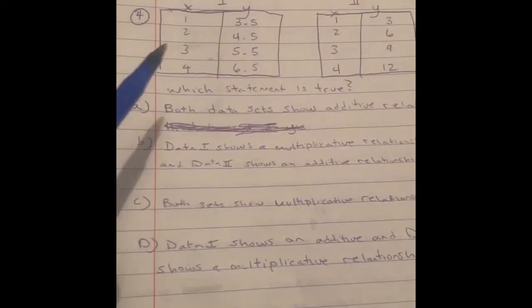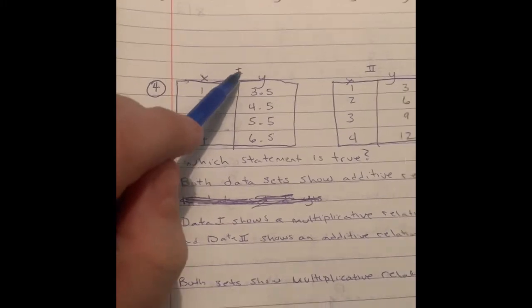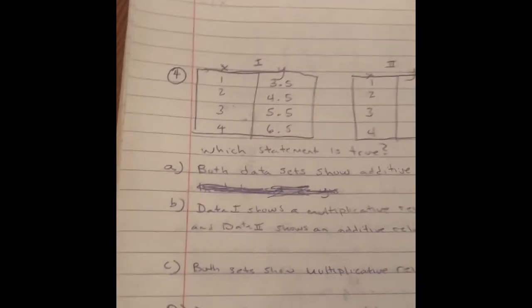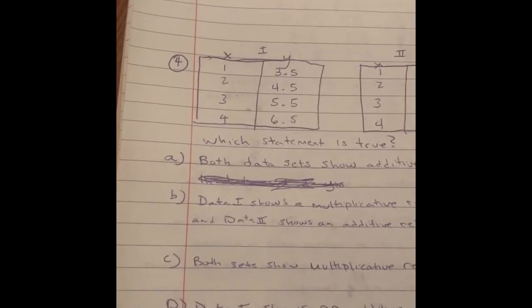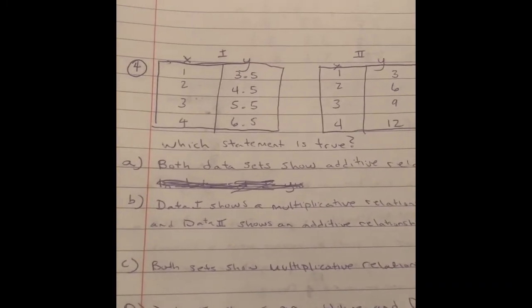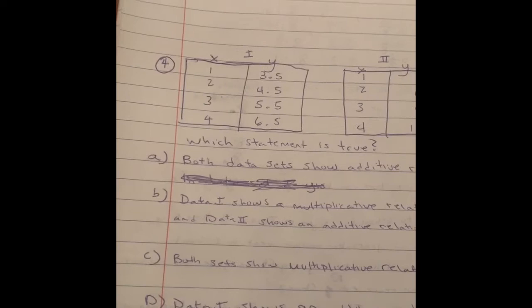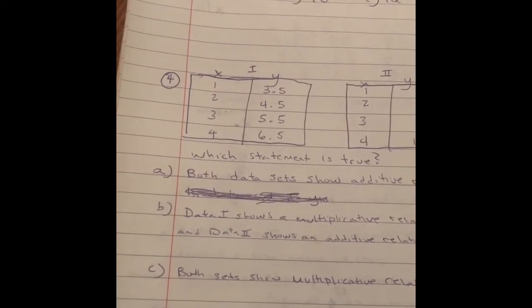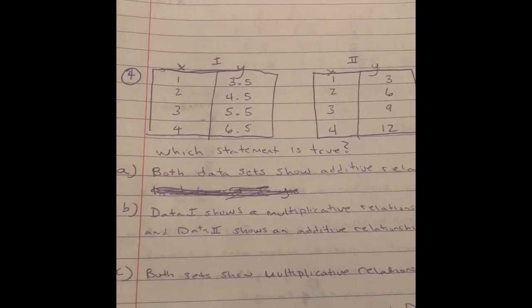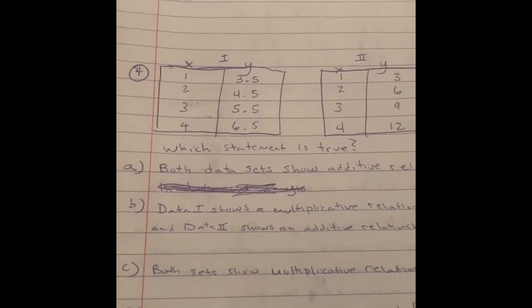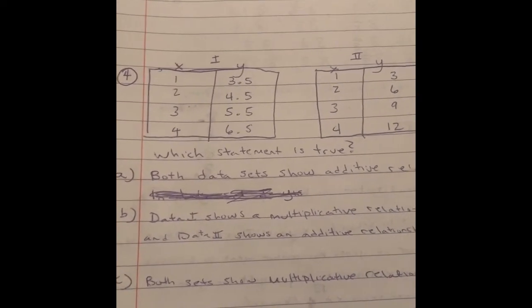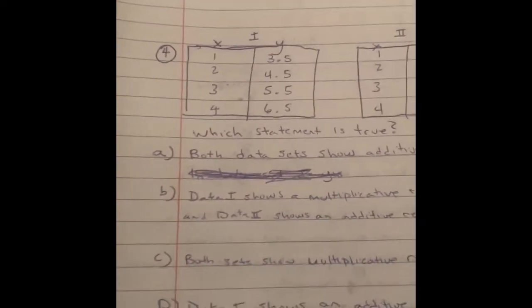Number 4, which statement is true? In this question, we have two tables, table 1 and table 2. What we're going to be looking at is whether or not they are multiplicative or if they are additive. If they are multiplicative, the rule will be a multiplication expression. If it's additive, the rule will be an adding expression. So here's what we're going to look at.